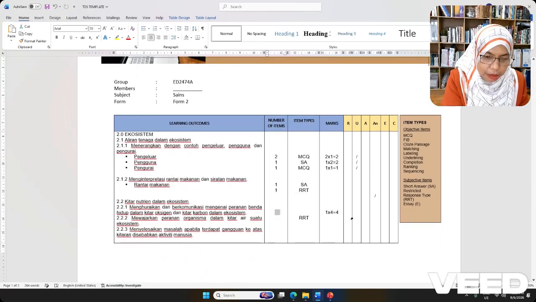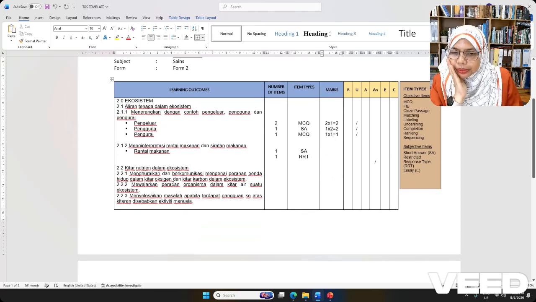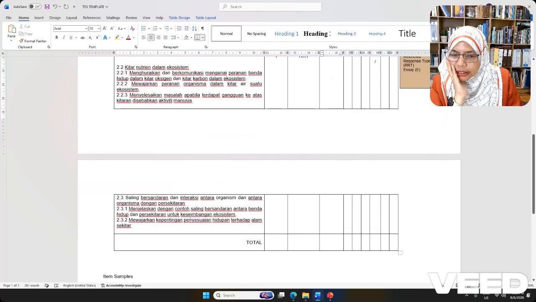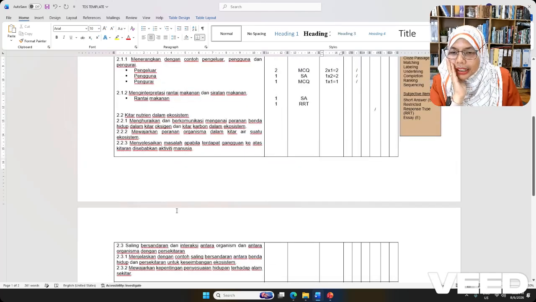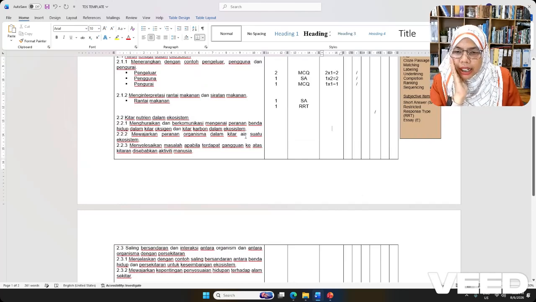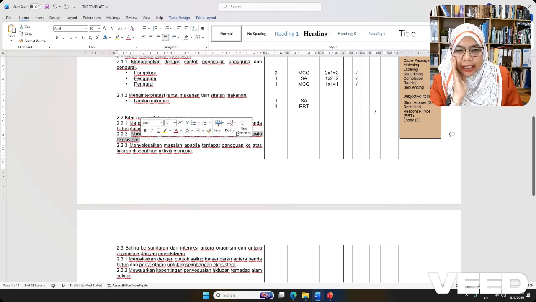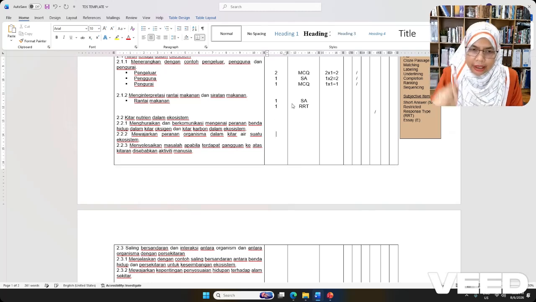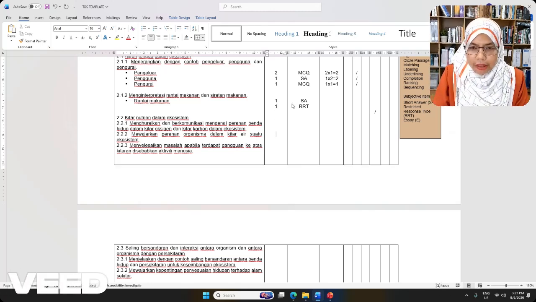All right, so maybe we can just attempt one more exercise for other learning standards kejap now. Mewajarkan, macam senang je. Okay. Mewajarkan peranan organisma dalam kitar air sesuatu ekosistem. So this is a specific learning standard on its own. We do not need to specify them further. You can just right away letak je kat sini. How many questions do we need that require students to justify the roles of organism or the functions of organism? So maybe 1.